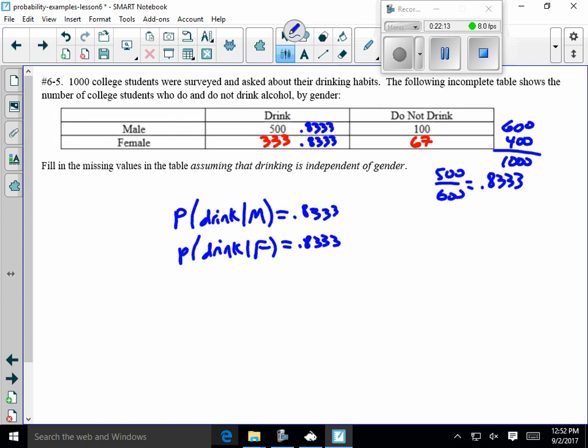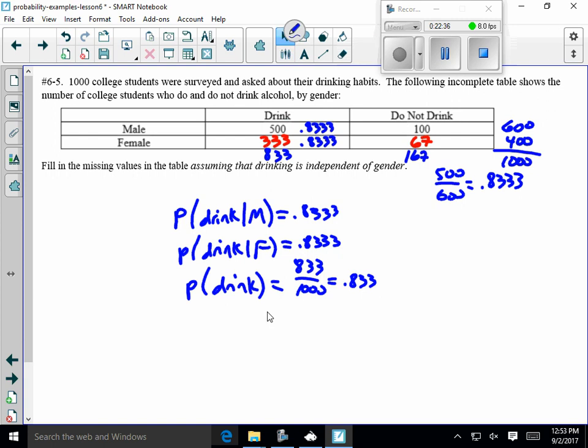And it also turns out that if you were to add this up, now we've got some rounding error here too, but this would be 833 drinkers total and 167. So if I found the probability of drinking without specifying males or females, that would be 833 out of 1,000, which again is 0.833. So you could check any of those, and they would be equal if the probabilities are independent.